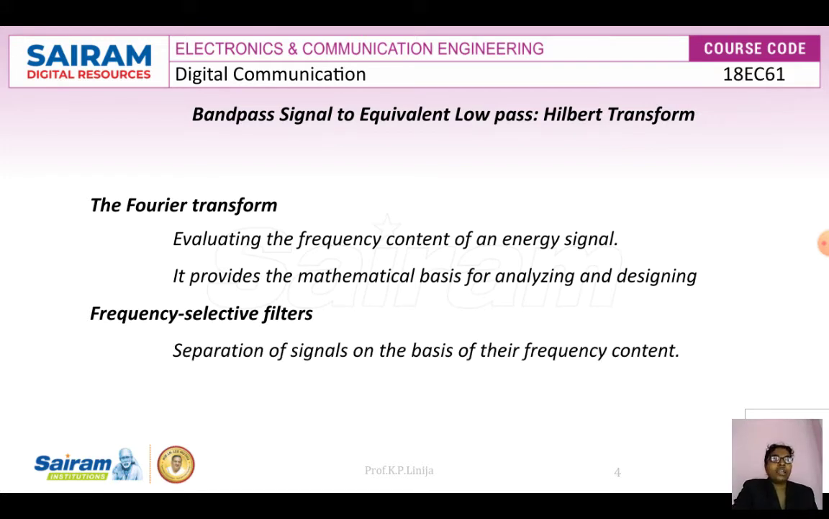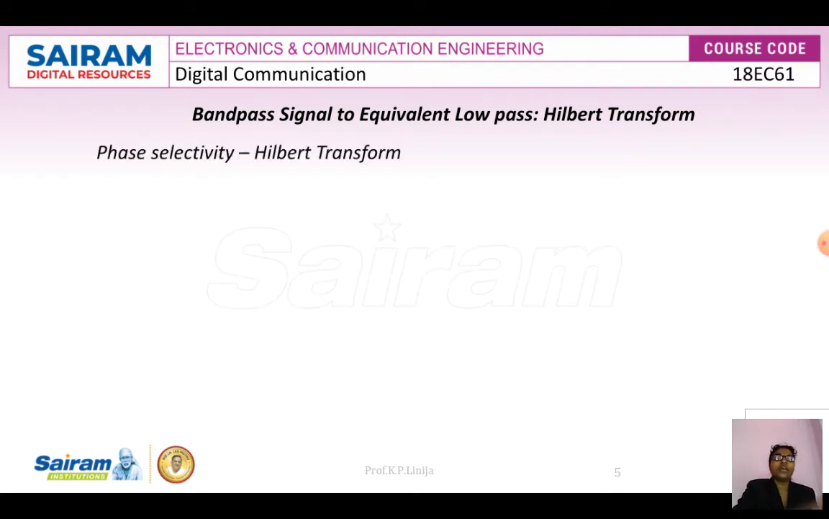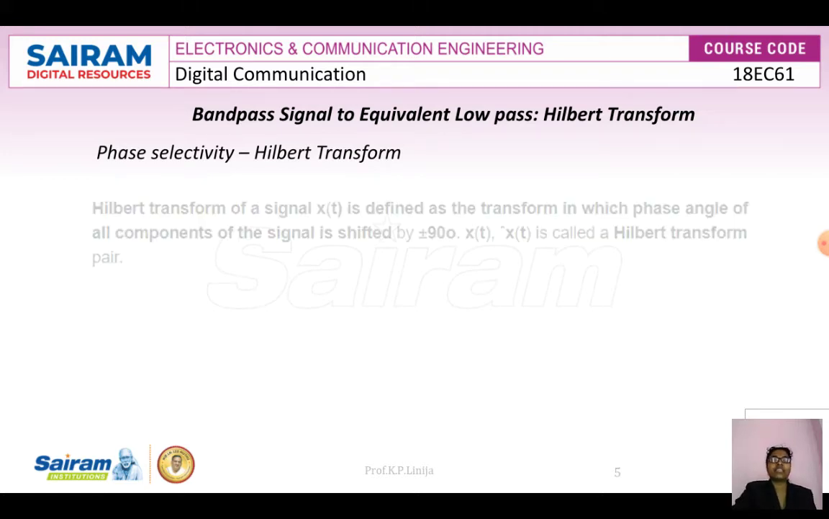Now in continuation of this, we are talking about the Hilbert transform. Why do we need the Hilbert transform in this chapter? Another method of separating signals is based only on phase selectivity. This phase selectivity happens only by using the Hilbert transform. The Hilbert transform uses the phase between the signals to achieve our desired separation, that is, a phase shift of either plus 90 degrees or minus 90 degrees.